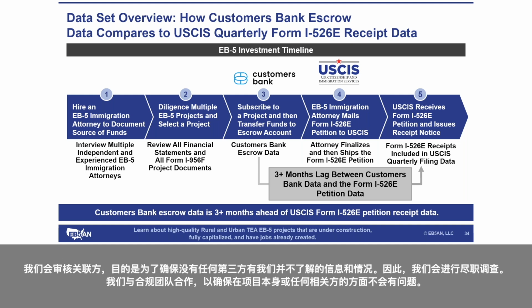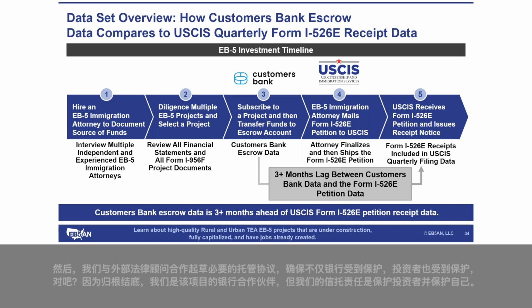We review the associated parties just to be sure there are no concerns with a third party that might have something in their background that wouldn't otherwise be known. So we do our due diligence. We work with our compliance team to ensure that there are no concerns on our end with the project itself or any parties involved. We then work with our outside counsel to draft the necessary escrow agreements, ensuring that not only is the bank protected, but also the investors protected, right? Because at the end of the day, we're the banking partner to the project, but it's our fiduciary responsibility to protect the investor and to protect ourselves.